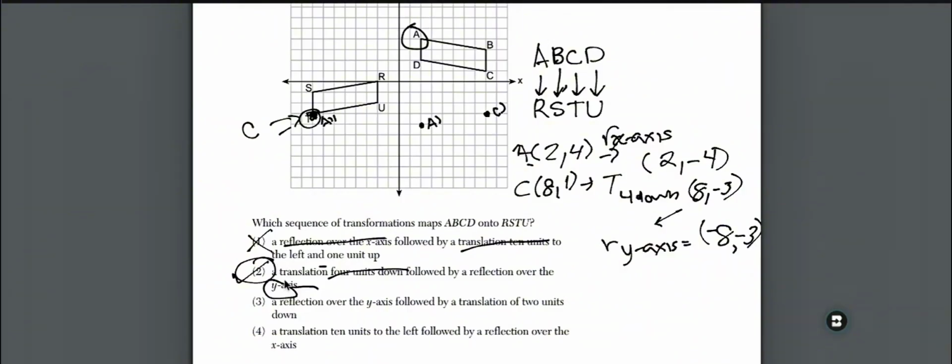It's always good also, with these questions specifically, to do another point to double check. If I check with A, it says translate 4 down, 1, 2, 3, 4. I'm going to land up here at 2, 0. Then it says a reflection over the y-axis, so I know for the y-axis, I negate my x, so it becomes -2, and I keep my y the same, and I end up here at R. According to my steps, A corresponds to R, C corresponds to T, so I know that that is going to be my correct answer.